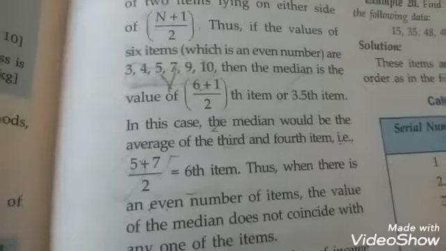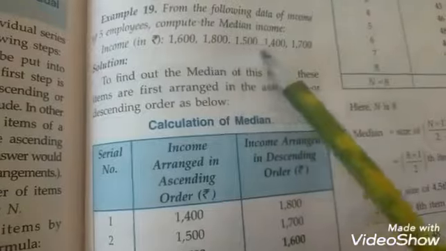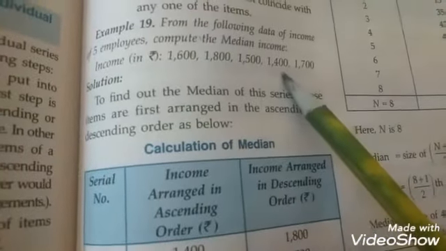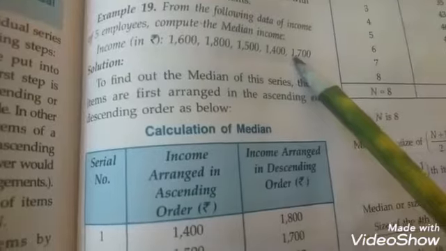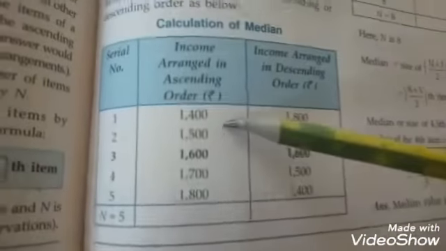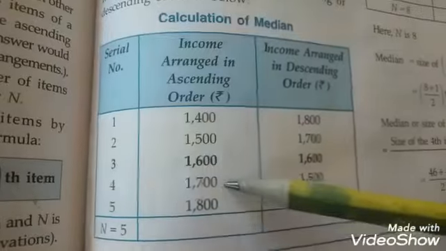Now we will understand it in a better manner in this example. We are going to arrange the series in ascending order, starting from 1400, then 1500, then 1600, then 1700, and then 1800.